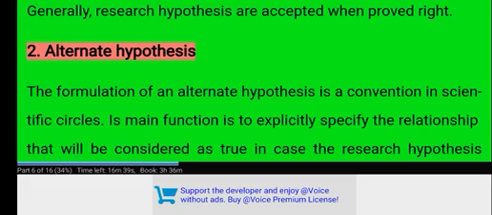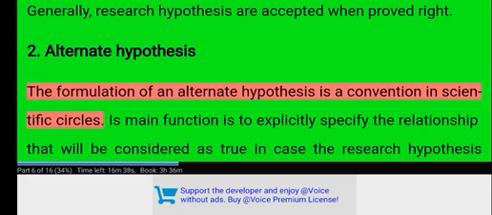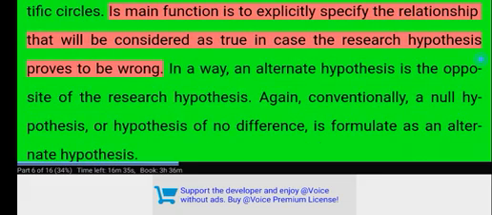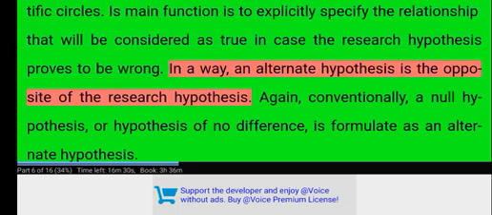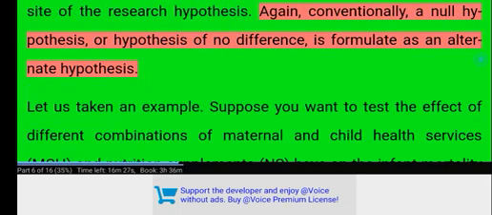2. Alternate hypothesis. The formulation of an alternate hypothesis is a convention in scientific circles. Its main function is to explicitly specify the relationship that will be considered as true in case the research hypothesis proves to be wrong. In a way, an alternate hypothesis is the opposite of the research hypothesis. Again, conventionally, a null hypothesis, or hypothesis of no difference, is formulated as an alternate hypothesis.